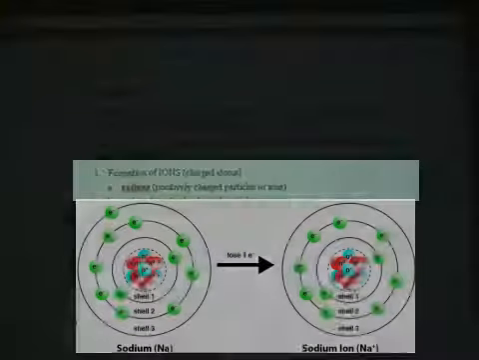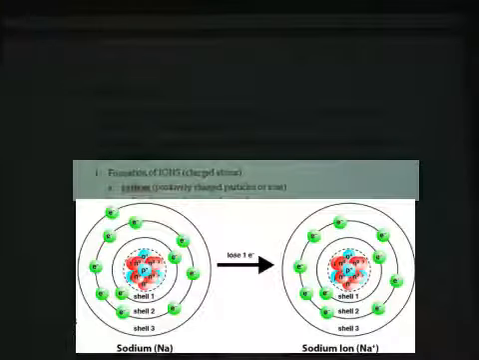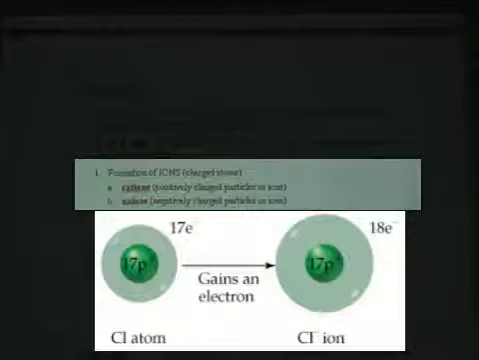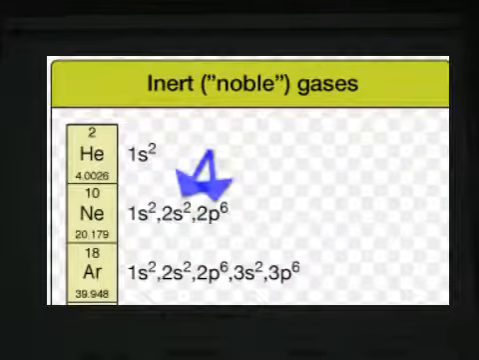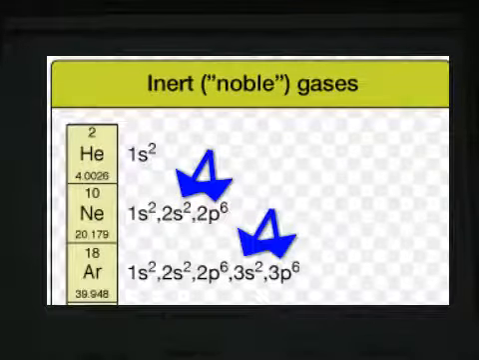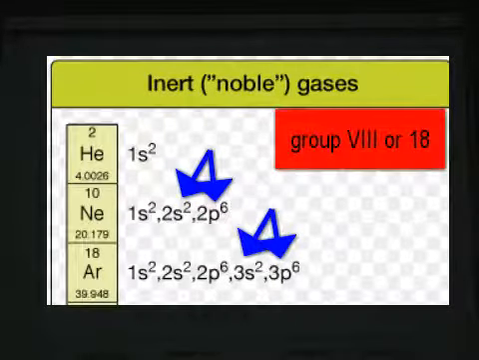When a metal loses an electron, it becomes a positively charged particle or ion. That's called a cation. When a nonmetal gains an electron, it becomes negatively charged, so it's an ion, and it's called an anion. The whole idea is that all atoms want to achieve a noble gas configuration, which is the s2p6 configuration, like the inert gases, which is column 8 on the periodic table.